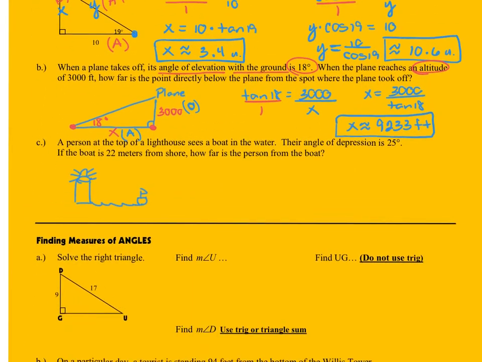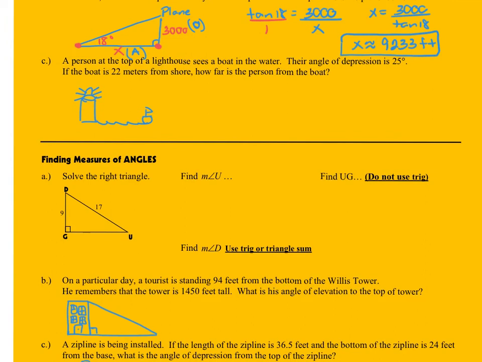Our next one is going to be our person on top of a lighthouse. So I've got some person that's up here and they see this boat down here in the water. Now this problem says that we have an angle of depression. Angles of depression are often challenging for students. So the person is up here and they look down. An angle of depression has to be formed from a horizontal line. So when my person looks down to the boat, the angle of depression actually goes right here, of 25 degrees.